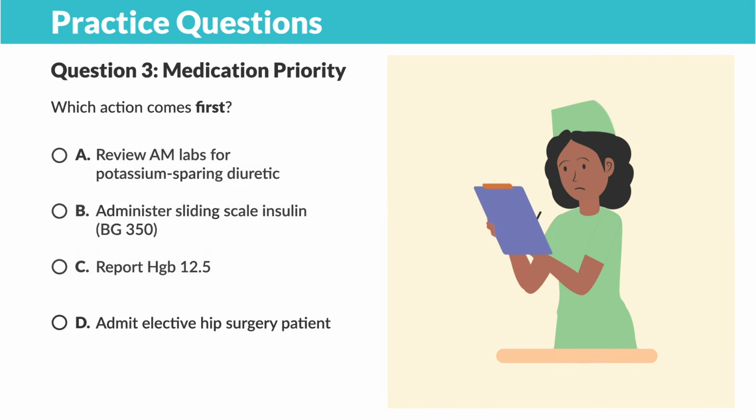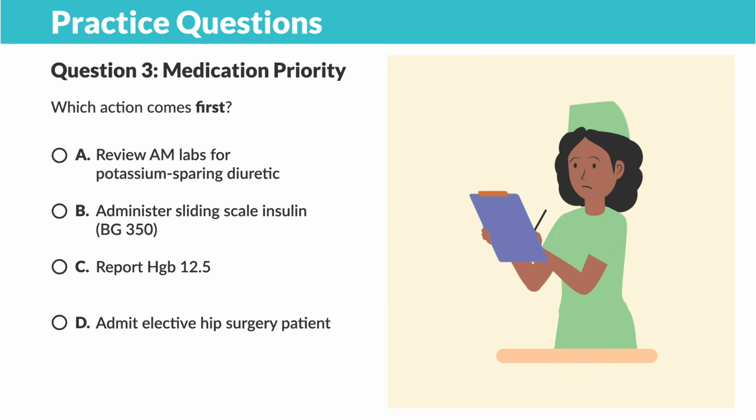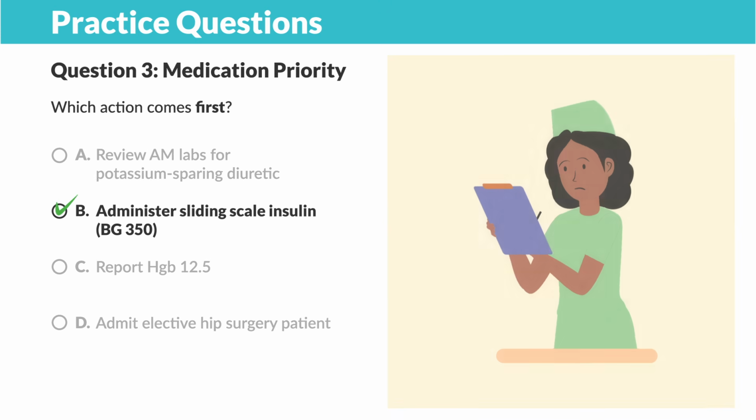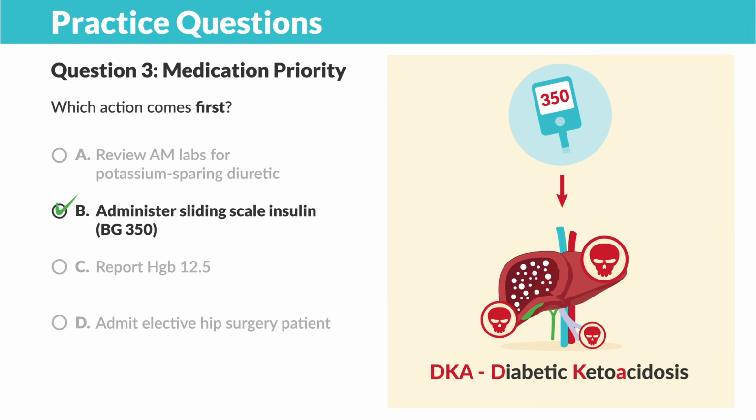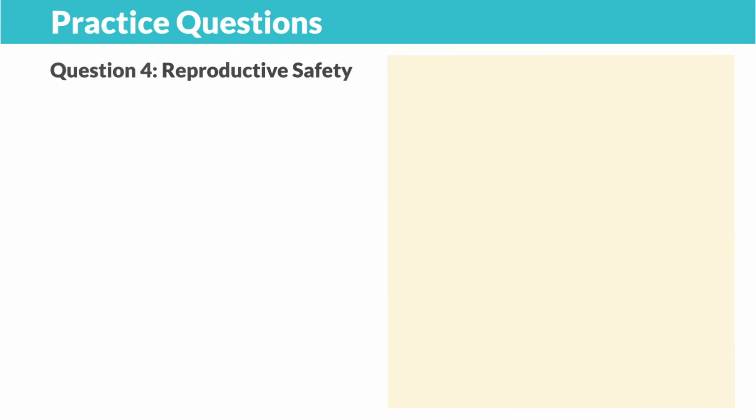Well, again, always think who dies first. The correct answer is option B. That blood sugar is way too high. 350 puts the patient at risk for DKA, a deadly diabetic condition. We're talking metabolic acidosis, coma, and eventually death. Everything else can wait. All right, hopefully you guys are getting the hang of it. Let's move on to the 4th question.